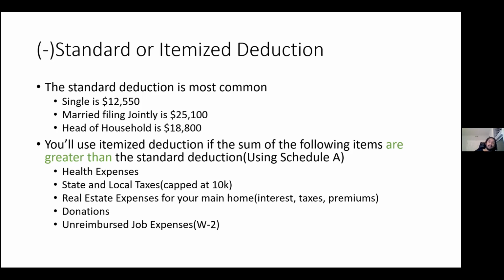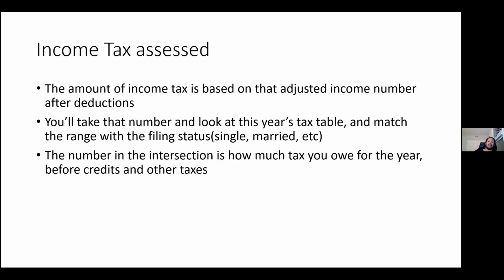So you have the income minus deductions minus the standard deduction, and that's going to be the amount that you're assessed on your income tax. So I have here that the amount of income tax is based on that adjusted number after deductions.